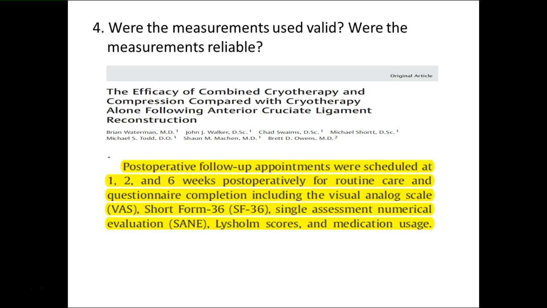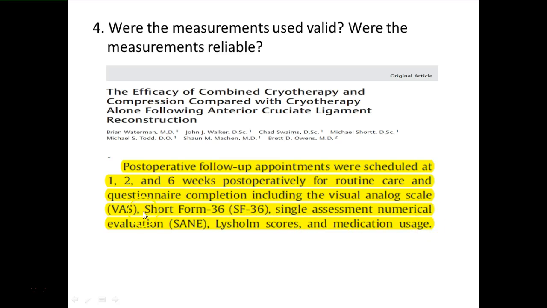As we continue to assess our research article, the next question that we want to ask in the process of critical appraisal is, were the measurements that were used valid, and were they reliable, right? And so what we can say is that the authors report their measurements. Post-operative follow-up appointments were scheduled at, so measurement times, 1 week, 2 week, and 6 weeks post-operatively. And here's what they did at those different follow-up periods: the visual analog scale for pain, the short form 36 for self-reported function, right? And then also they had the patients take a diary.